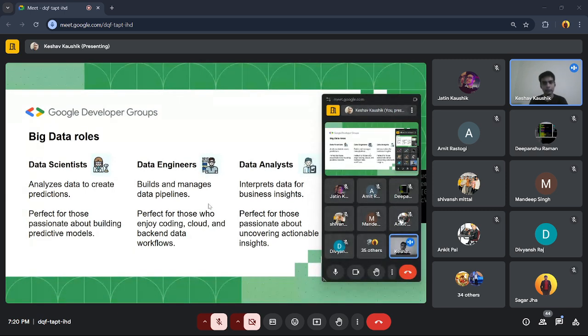All right. So last but not least, it is data analysts. They interpret data for business insights, and this career is perfect for those passionate about uncovering actionable insights. The business strategic decisions about Amazon, these guys are the key role that do this.